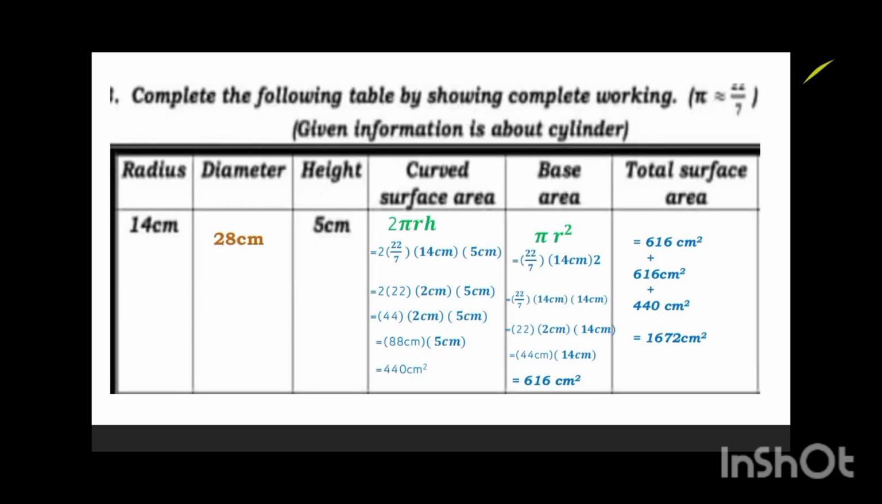Okay, now total surface area. For total surface area you have to add these both, so you're going to get 1672. So that's the final answer.